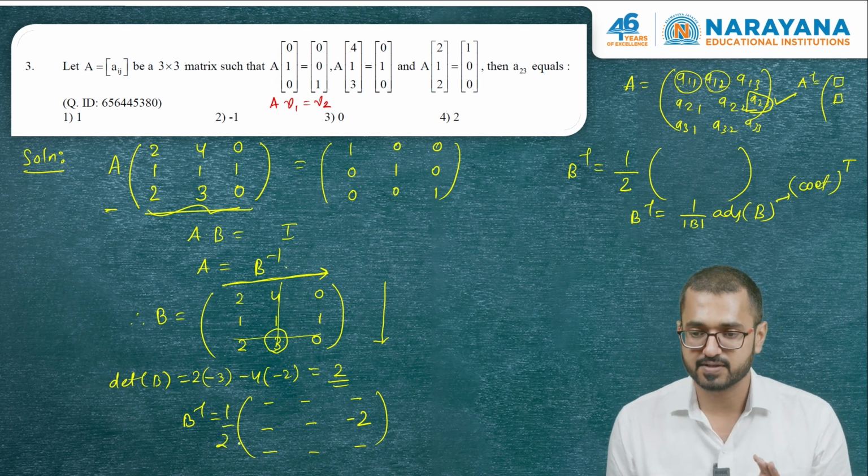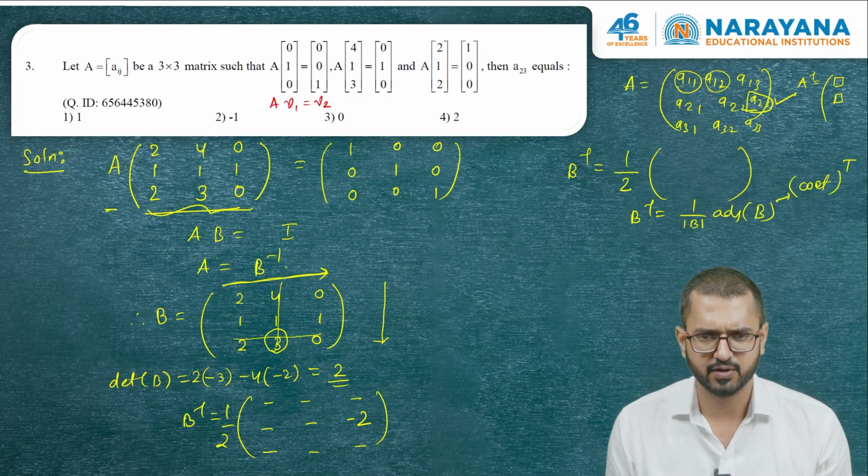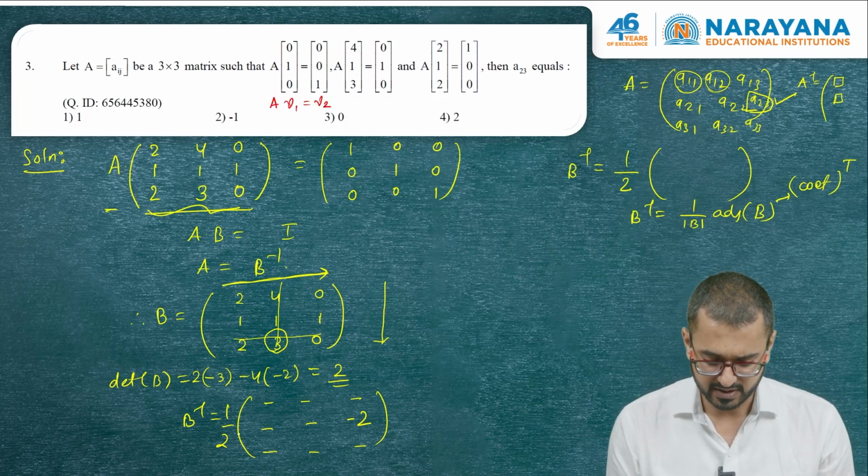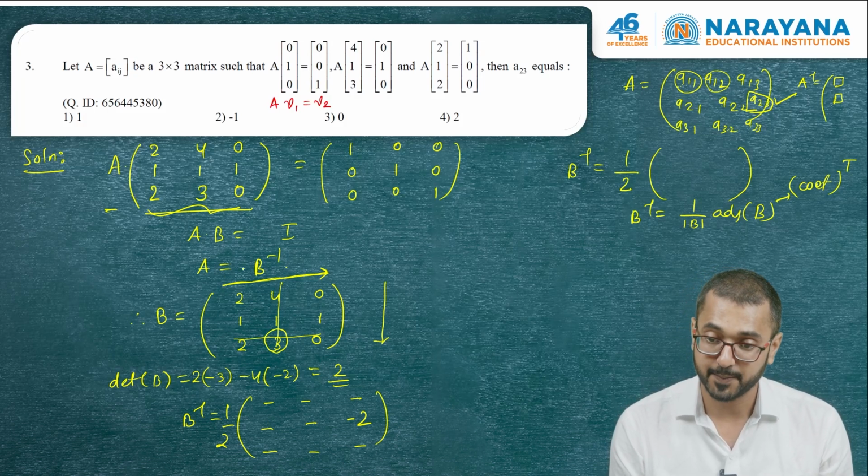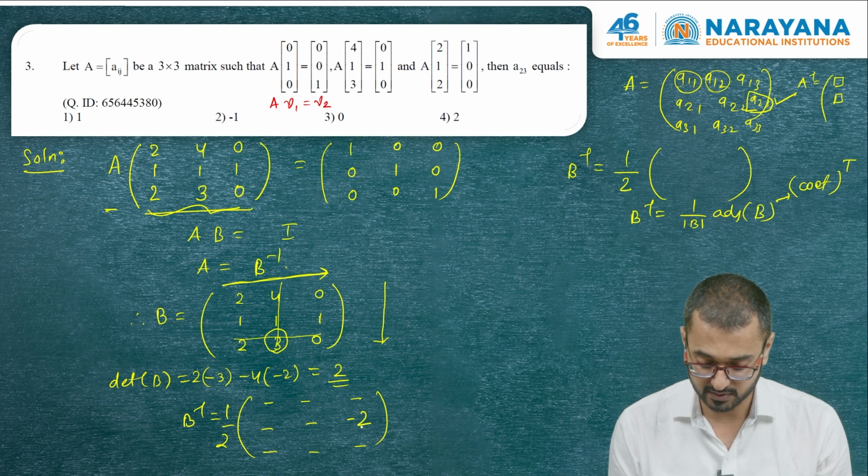So this is my B inverse. I don't have to find the entire element, you can find, no issue. So this is my B inverse, and B inverse is nothing but A. So I wanted A23, so just multiply here.